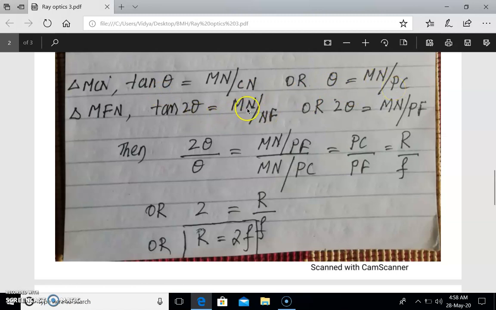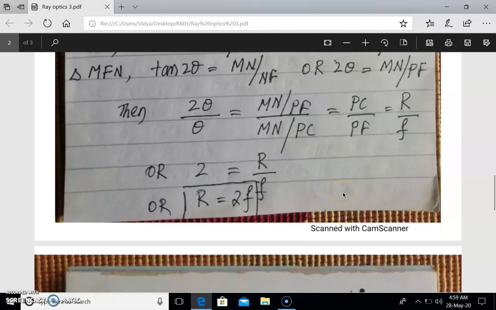Likewise, tan 2 theta is MN by NF, or 2 theta equals MN by PF. So, aperture being small, N lies very close to P. That's why instead of CN we are writing PC, and instead of NF we are writing PF. Then taking the ratio, 2 theta by theta results out to be R by F, or 2 equals R by F, and R equals 2 times f.